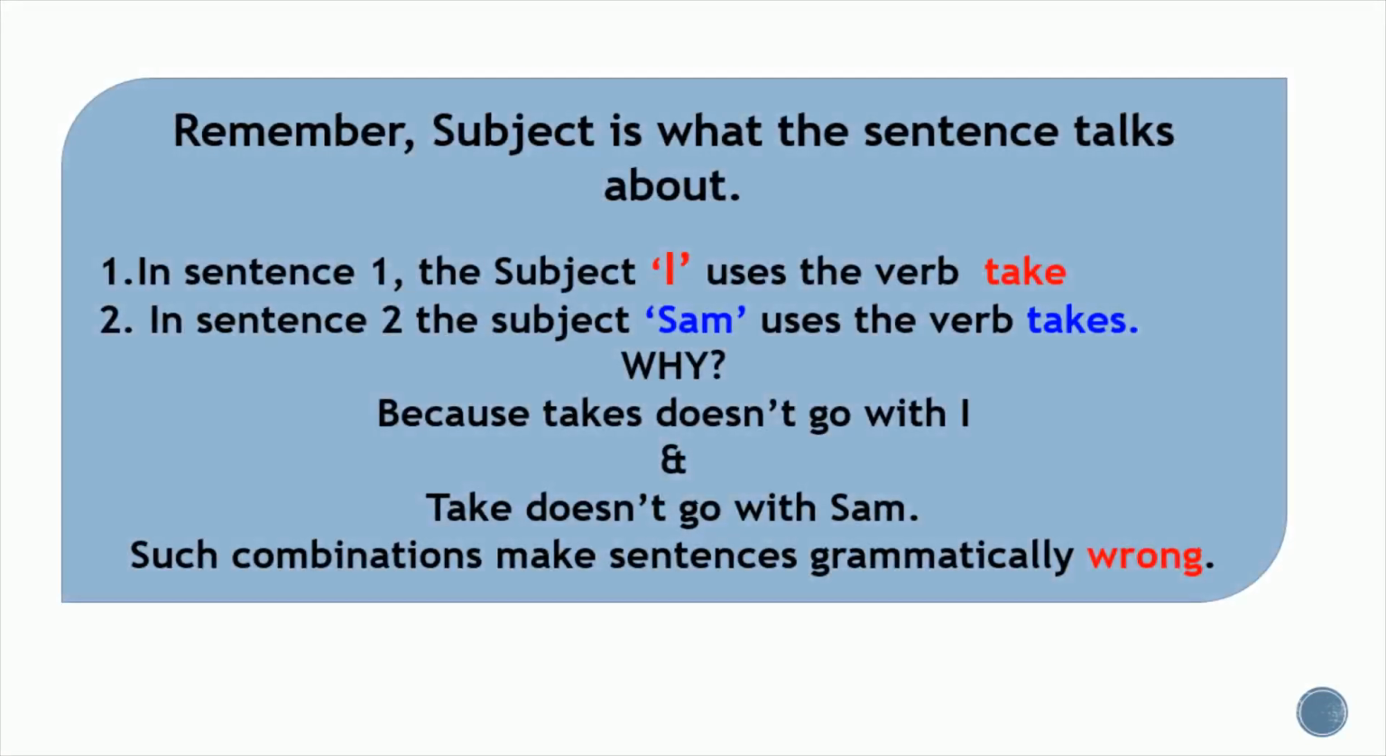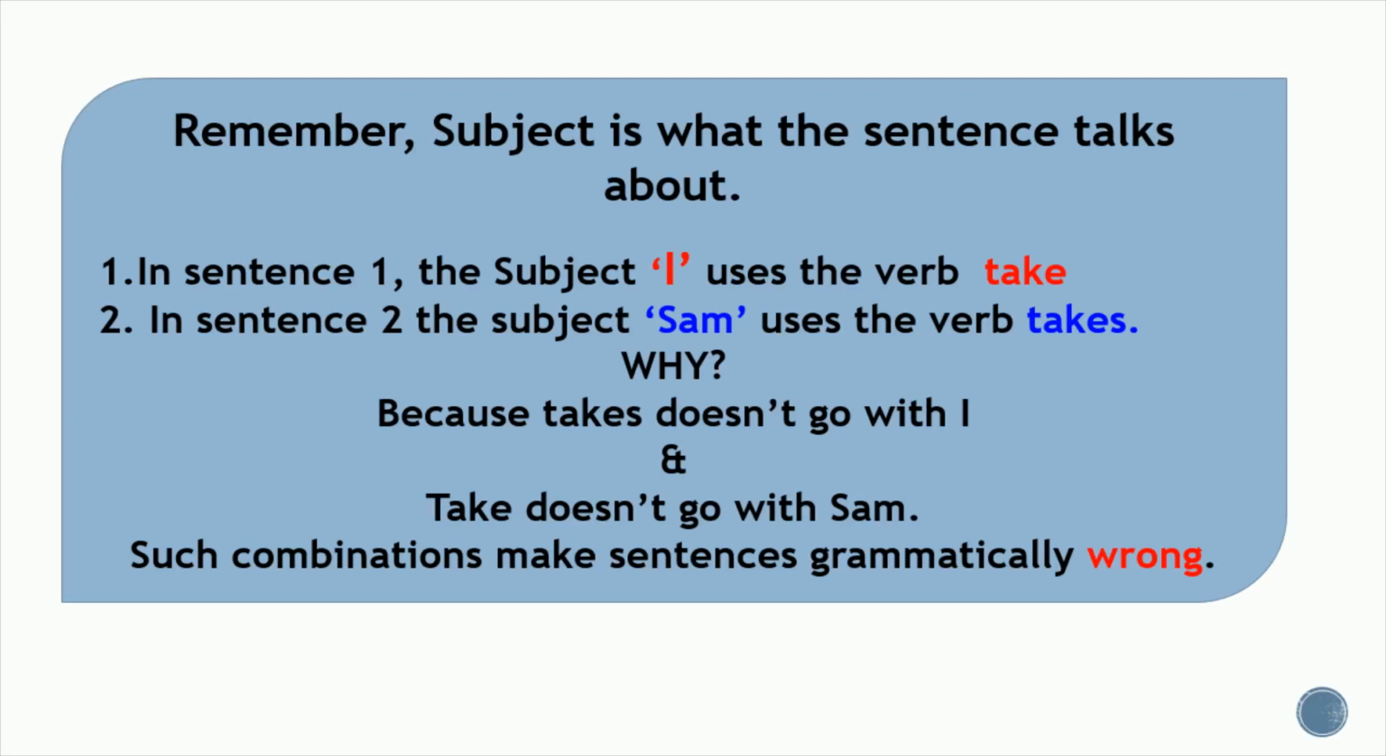Remember our lesson on subject and predicate, in which we understood that the subject is the topic under discussion. Subject is what the sentence talks about. In this particular sentence, the subject I uses the verb take and the subject Sam uses the verb takes.